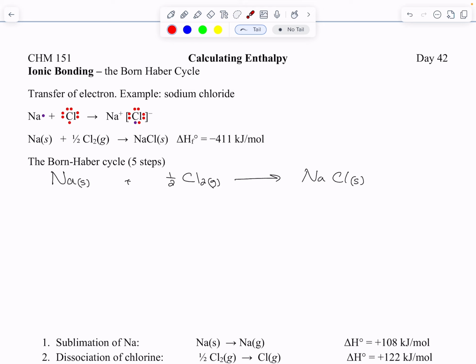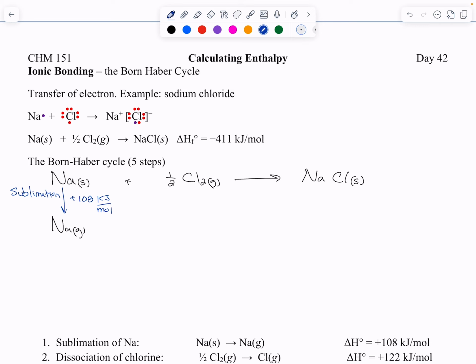We are solid. So the first thing that we have to do is go to Na gas, and that's called sublimation. As you can see on the bottom of the screen, that is positive 108 kilojoules per mole. That's the amount of energy required to make sodium a gas.